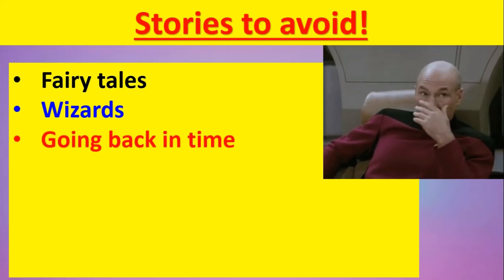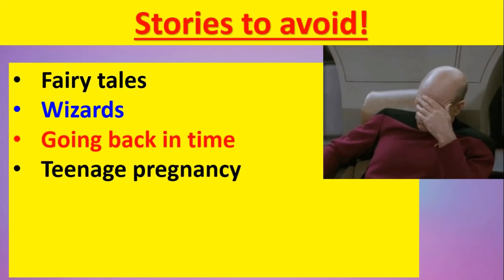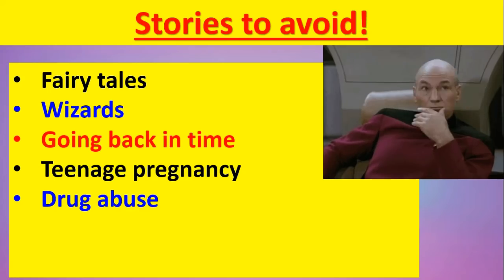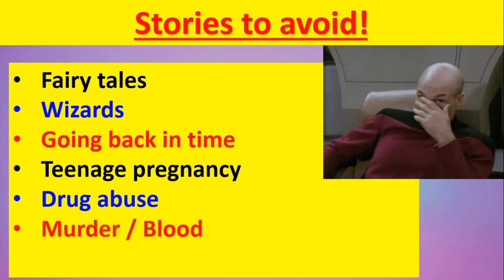Anything to do with going back in time, I would avoid that. Remember, you've only got 45 minutes, you've probably got about 2 pages. You haven't got time to do some big time travelling epic. Then teenage pregnancy and drug abuse. We can lump these ones together just because I don't think you should do anything that's too serious. It shouldn't be a massive, horrible problem. Your story will have a normality at the start, then a slight problem, and by the end of the story, you will solve that problem. So we don't need these big, heavy issues.